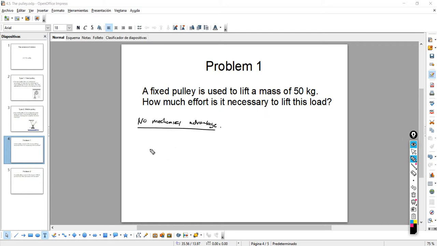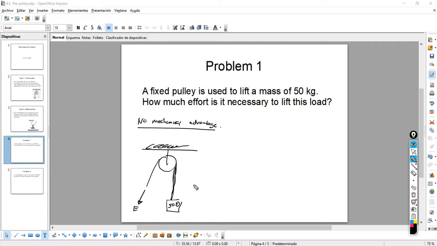So let's see. We have a fixed pulley. Let's draw it very quickly. We have the ceiling, and then we have the rod, we have the pulley, we have the rope, and this is supposed to be straight. You get the idea, right? And then we attach the load of 50 kilograms to the rope, and we need to apply the effort in this direction. So how much effort is necessary to lift this thing?